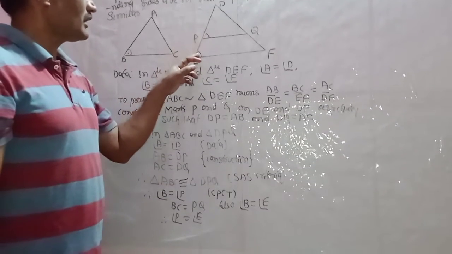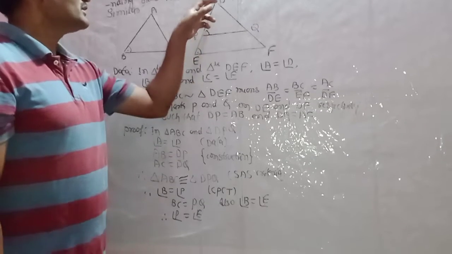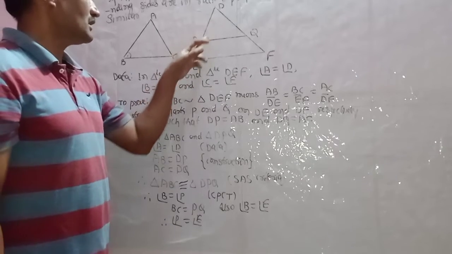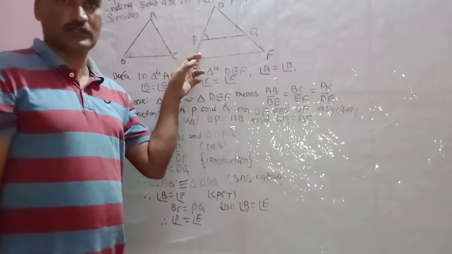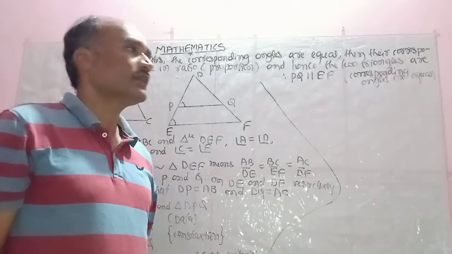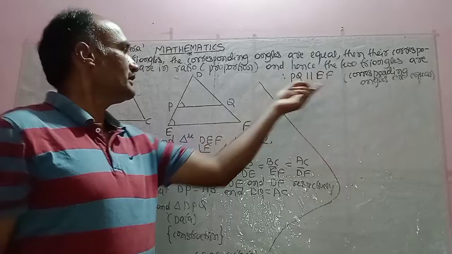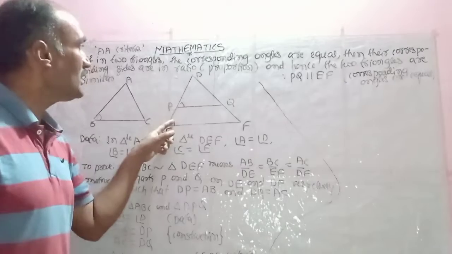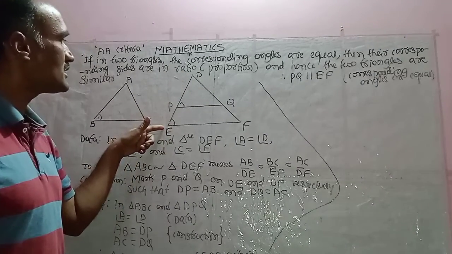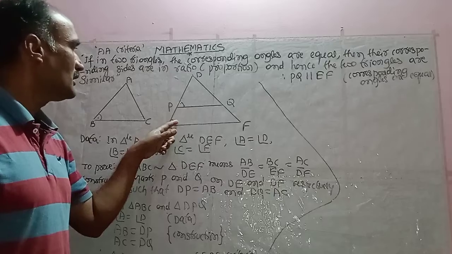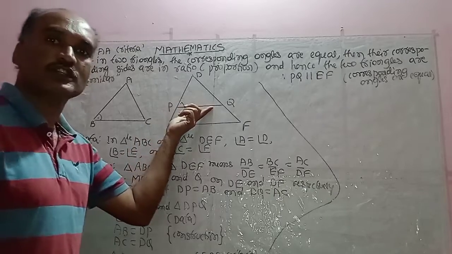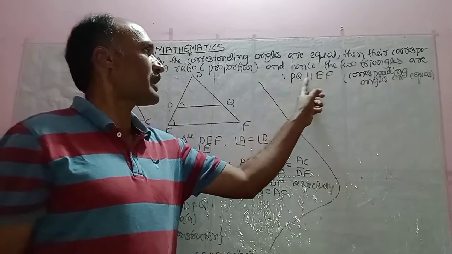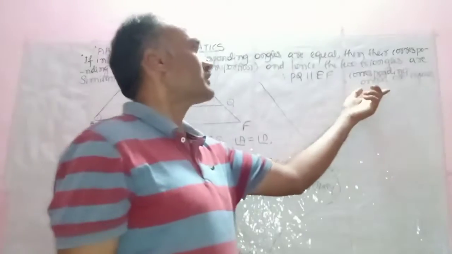Angle P is equal to angle E, and here DE is a transversal, so these are corresponding angles. Therefore, student, PQ is parallel to EF. When these two angles are equal, these two become corresponding angles, and DE is the transversal. When these two are equal, this line must be parallel to this line. That's why PQ is parallel to EF. This is the parallel symbol. The reason we give is corresponding angles, dear student.